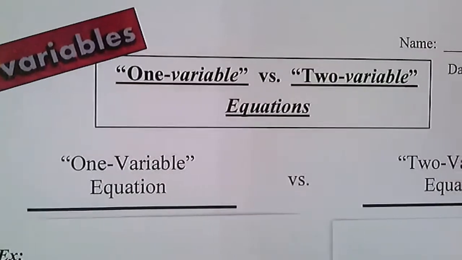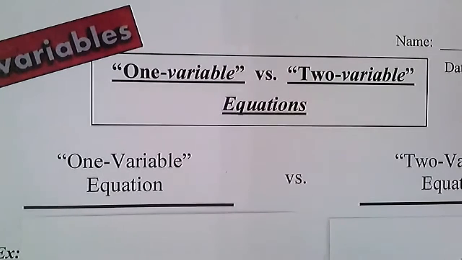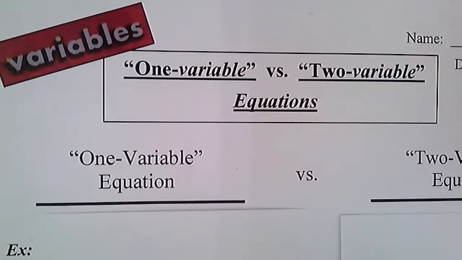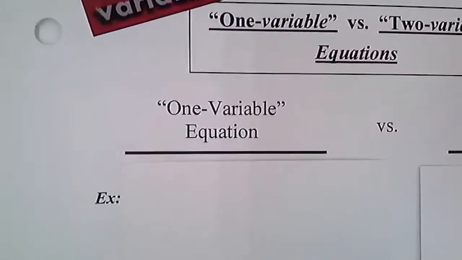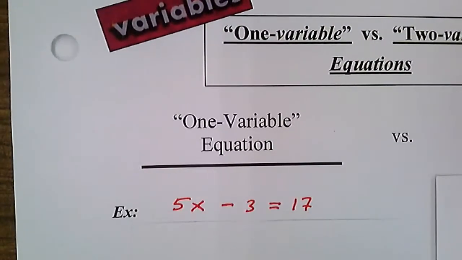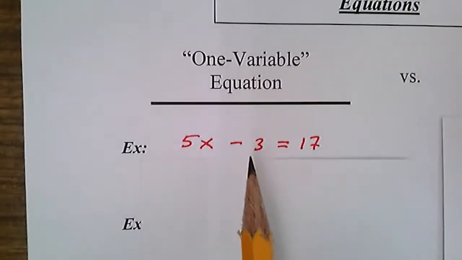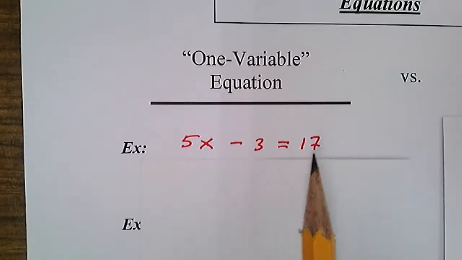Okay, so you should have these notes in front of you. One variable versus two variable equations. When we talk about a one variable equation, I've got a few examples here. The first example is just a real simple 5x minus 3 is equal to 17. Now, we're not even going to take the time to solve it.